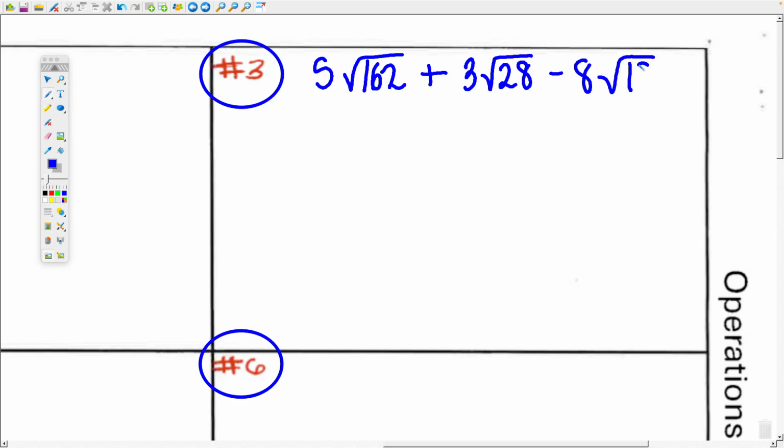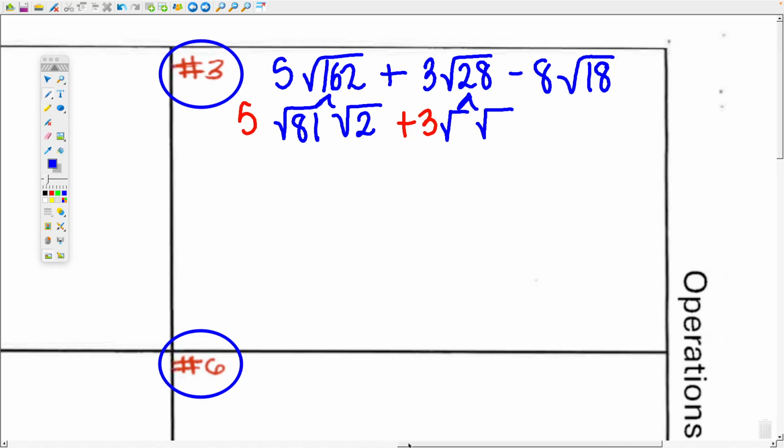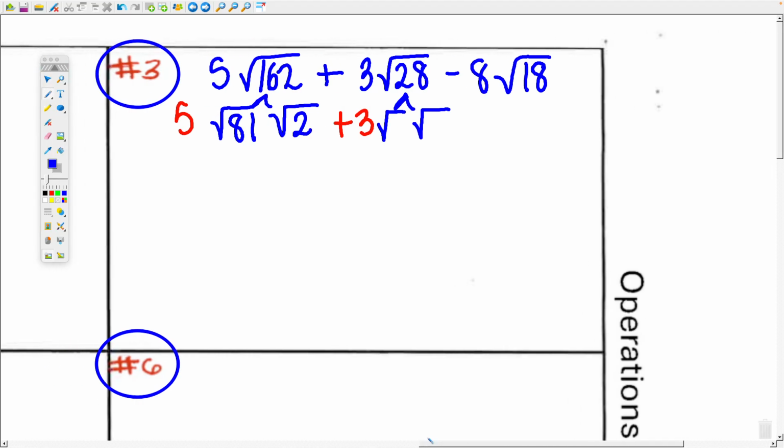All right, let's get to simplifying. I'm gonna bring down the 5, okay? But then I'm gonna split 162, and that becomes the square root of 81 times square root of 2. Get it? 81 times 2 is 162. And then I'm going to bring down my 3, and I gotta split the 28. What is the 28 gonna become? The square root of? What times what? What are these? These are squares, yeah.